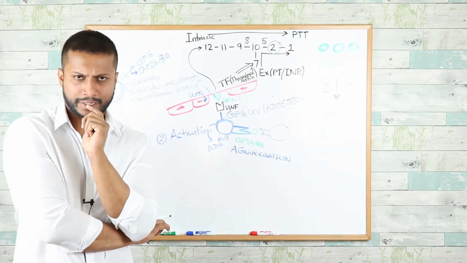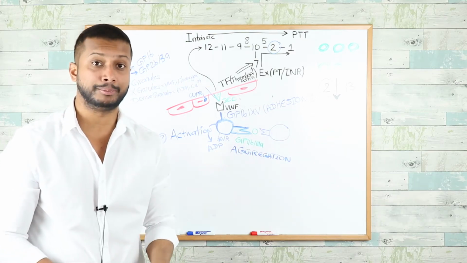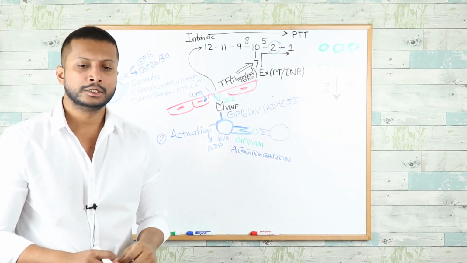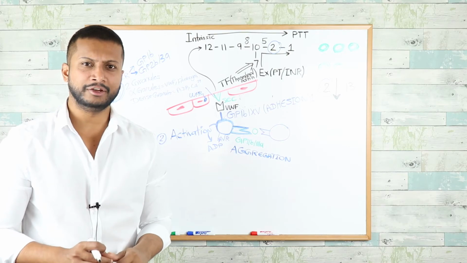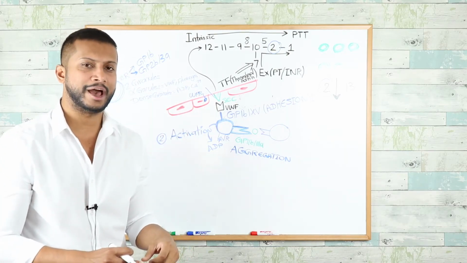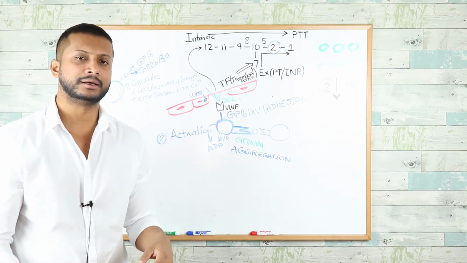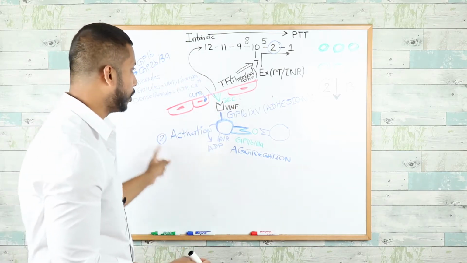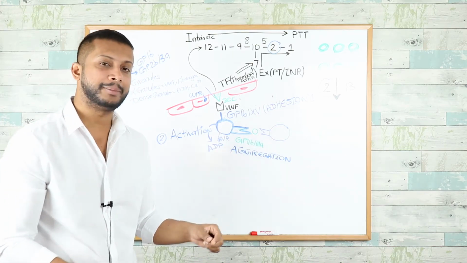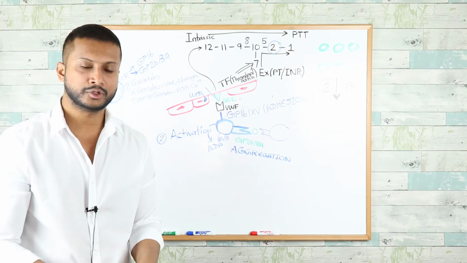Let me ask you guys a question. Now you've learned how you could form a mature platelet plug. Alright, so what would happen if we mess up any of these steps? Would you have more clot formation or would you have more bleeding? Well, this is to form a clot. So if you mess anything up in these steps, you will end up getting more bleeding. So let's do that.